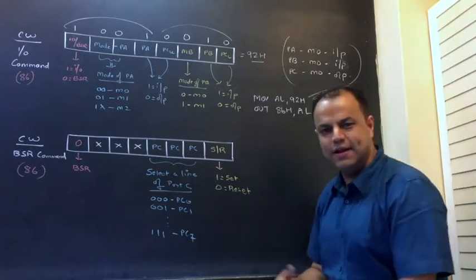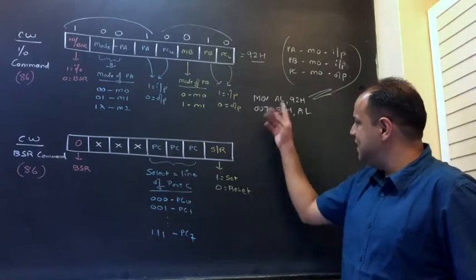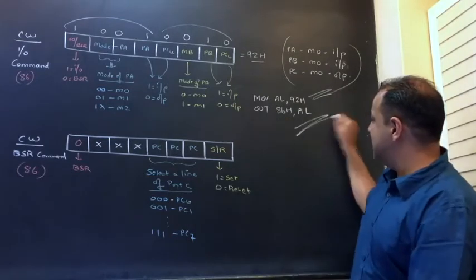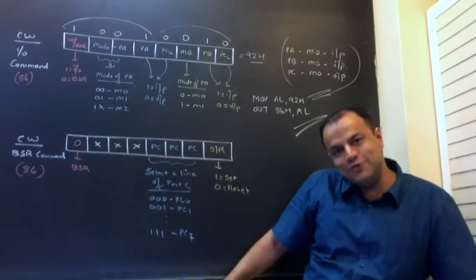When you learn 8085, you will see its design, and you will come to know why it's 83 and not 86. But for 8086, this is how you give it. Okay, that's about it. So this was your IO command. I hope you understood the IO command.